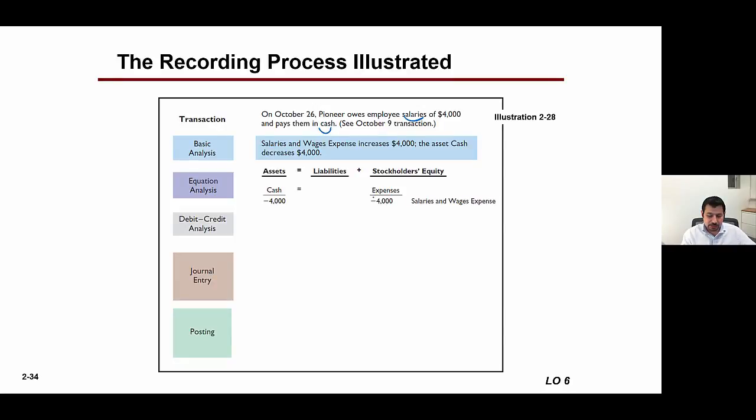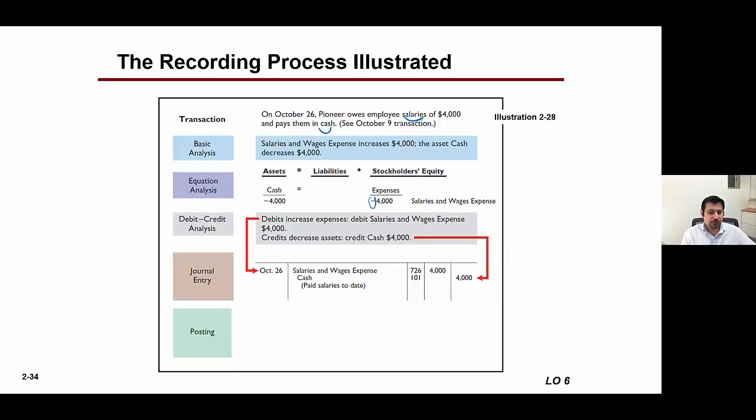Once again, the minus here is to indicate the negative effect on the stockholders' equity. Expenses have increased, and debits increase expenses. So we debit salaries and wages expense 4,000 and cash is credited 4,000. So this is the journal entry.